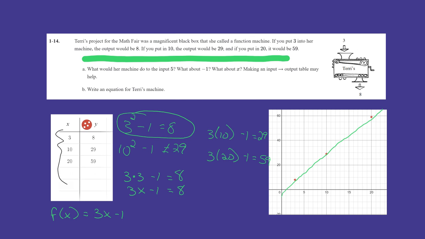Now, it asks, what would her machine do to the input of 5 or the input of -1? And what about x? Making an input-output table may help. So I am now going to let you finish that because I've given you the function equation, the rule that works for those 3 points. So now you can plug those in and solve for the output for 5, the output for -1, and the output for x. And hopefully that helps. Moving on.